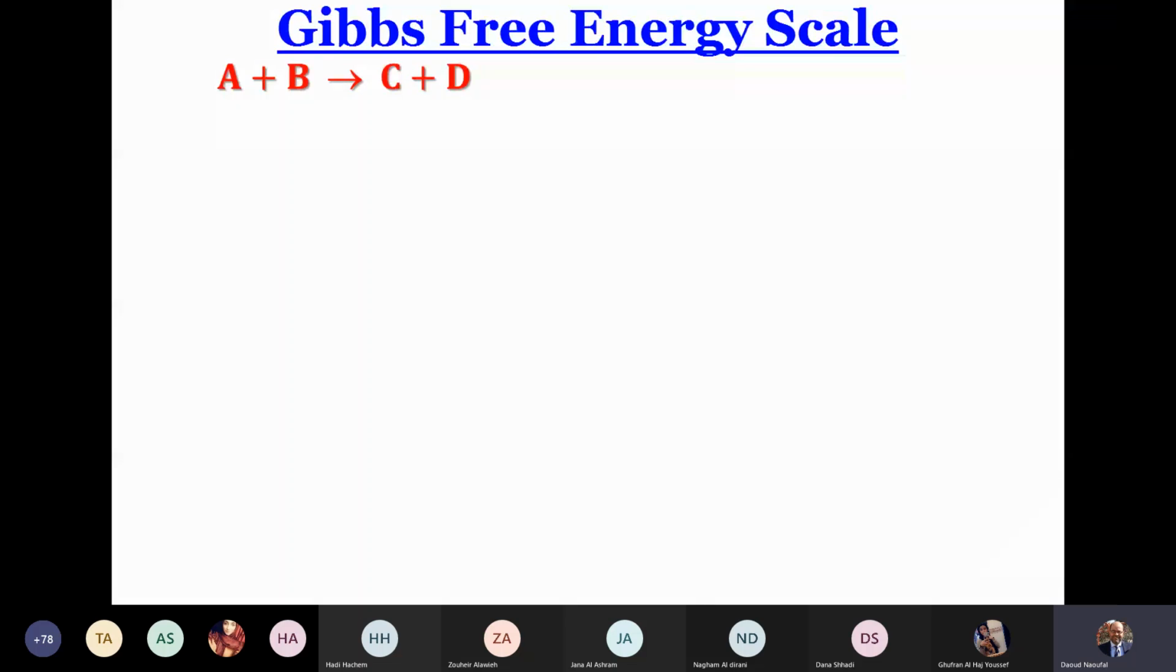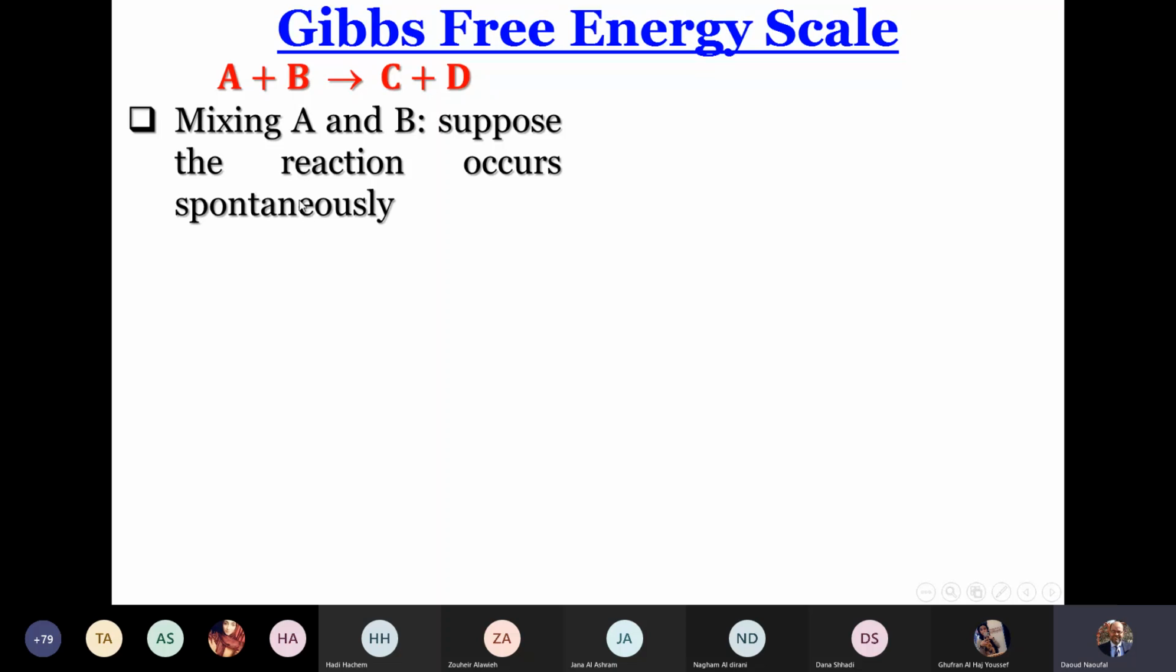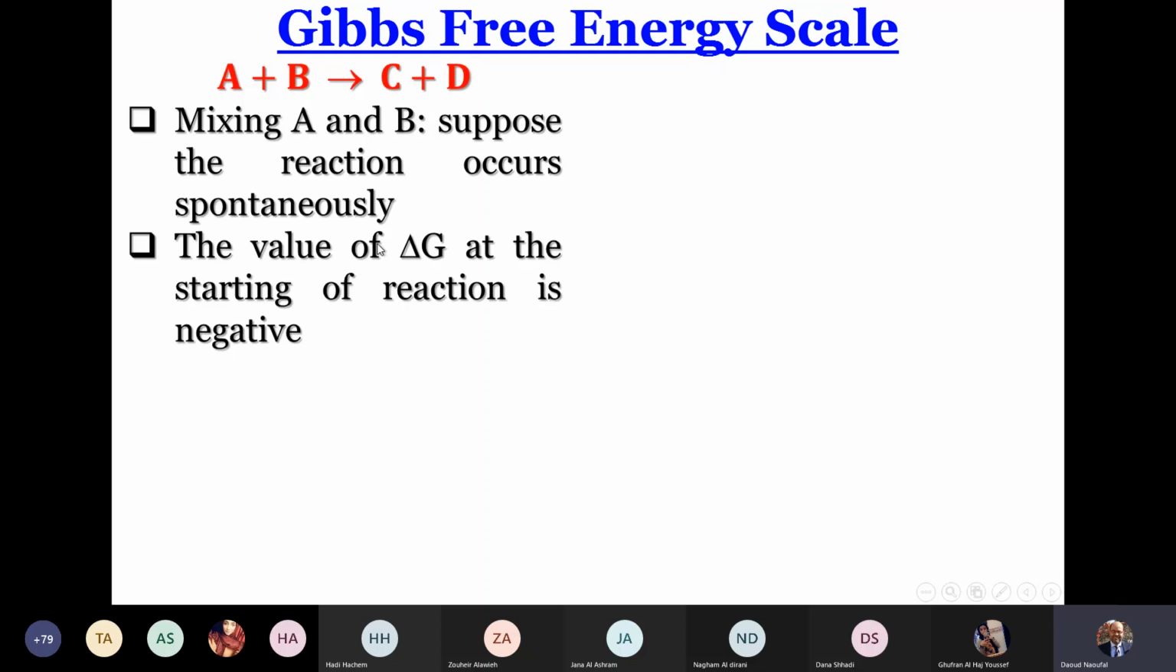What is the Gibbs free energy scale? For a spontaneous reaction, delta S of the universe is positive and delta G of the reaction is negative. Suppose we have a spontaneous reaction between A and B. So directly, we can say that the value of delta G at the starting of the reaction is negative.